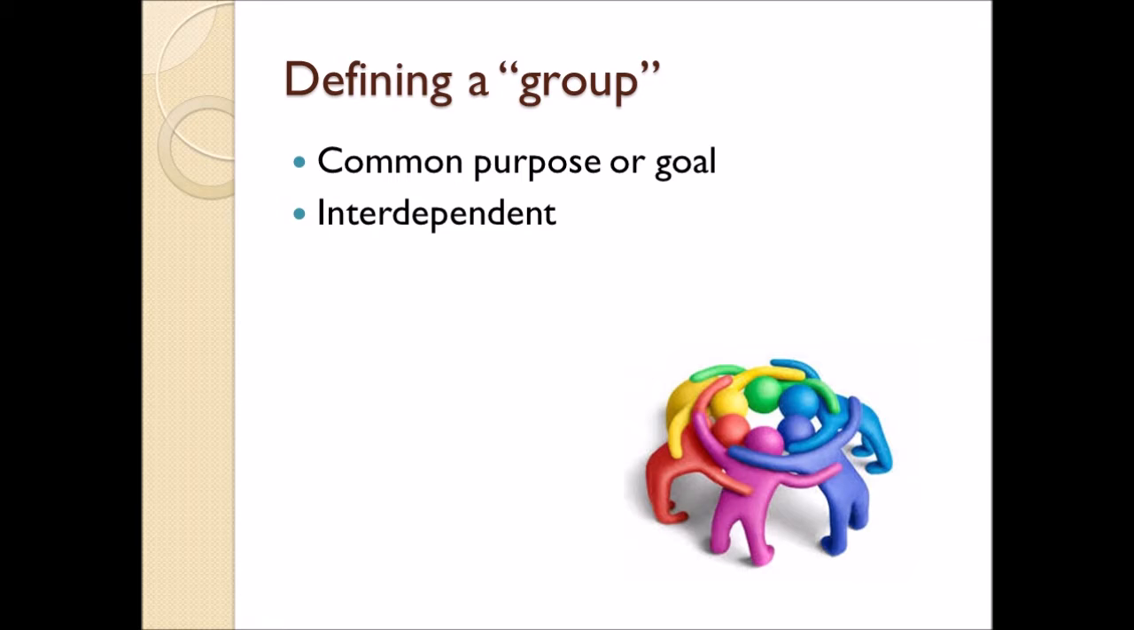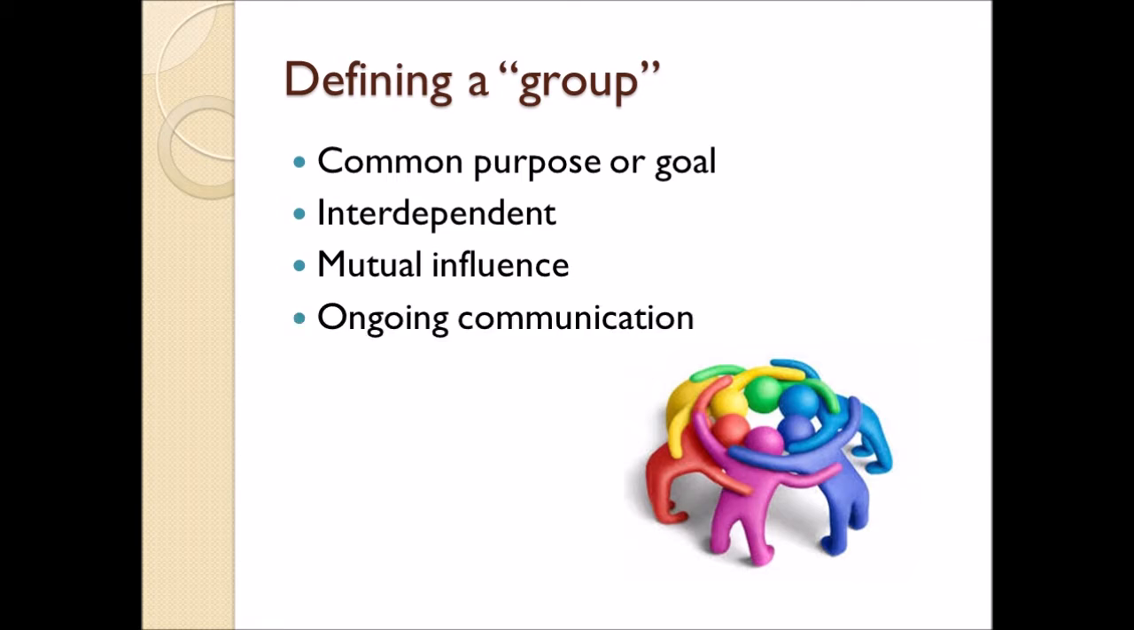We need everyone's participation. And following from that, we have mutual influence upon one another. The choices of each individual are going to have an effect on the group as a whole. Fourthly, we have ongoing communication. The members of the group are going to be together for a period of time in accomplishing a task, and there will be some relationship dynamics developing among them during their time together.